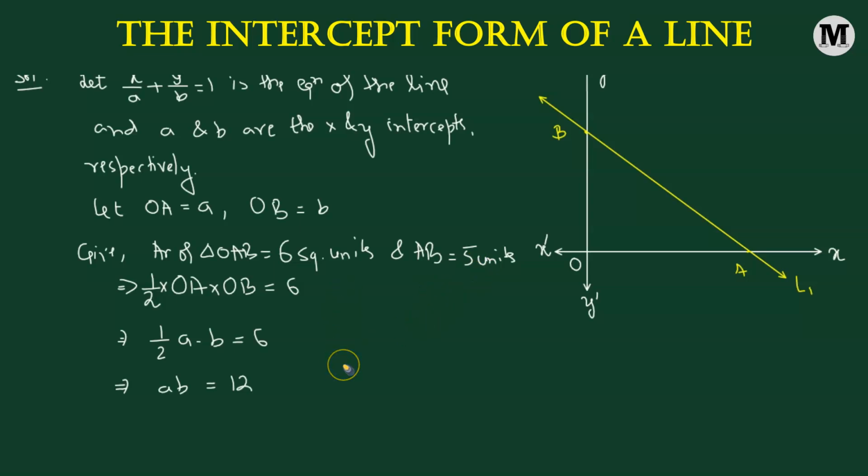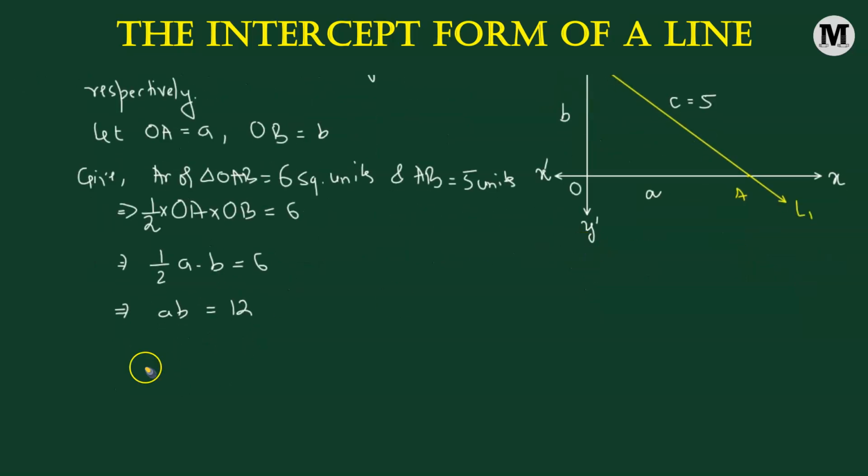Okay, fine. So AB is 12 and we have the hypotenuse given as 5 units. So here we can use the Pythagoras theorem. This is A and this is B and we have the hypotenuse, let's call it C, so C is 5 units. From the Pythagoras theorem we have a squared plus b squared equals 5 squared, or simply equals 25.